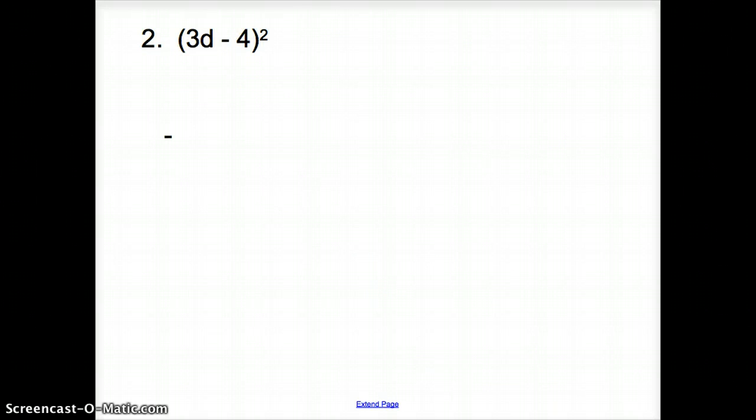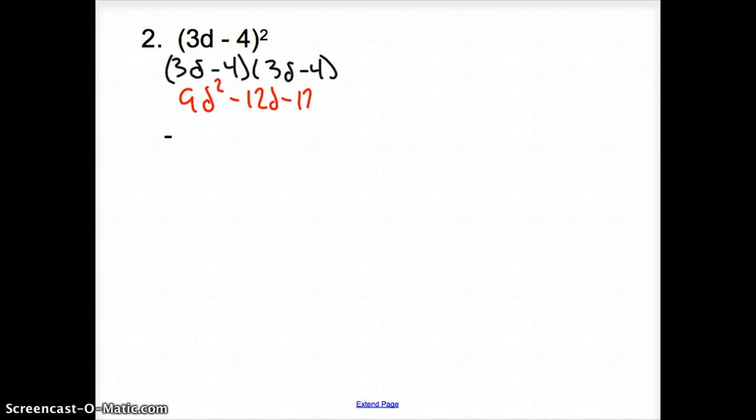Next one, 2. Very first thing we have to do is to rewrite it. So it's 3d minus 4 and 3d minus 4. We multiply it. This 3d times that 3d to get 9d squared minus 12d, and then this negative 4 here is negative 12d, and then negative 4 times negative 4 is plus 16. We simplify it to get 9d squared minus 24d plus 16.